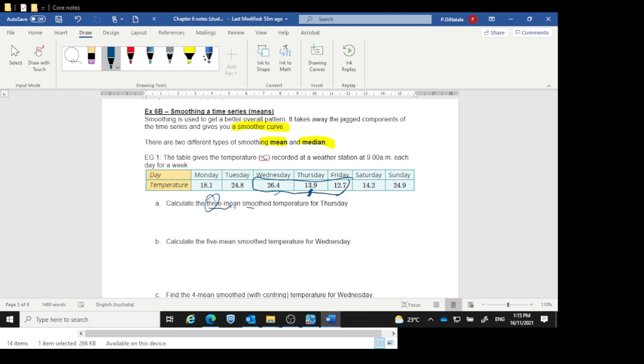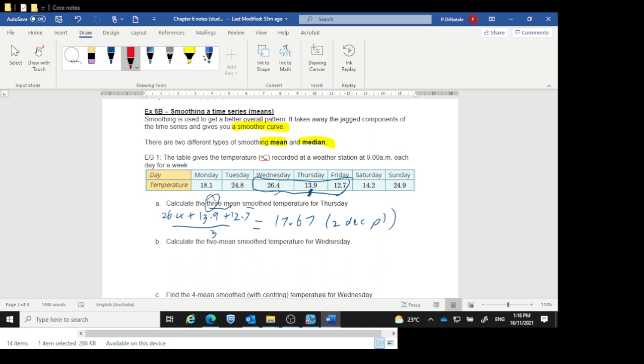Remember, to get the mean, the average, we're going to add them up, 26.4, 13.9, 12.7, and we're going to divide by 3. When we do that, we're going to get 17.67, correct to 2 decimal places. So there's the mean temperature for Thursday, and we've got the 3.